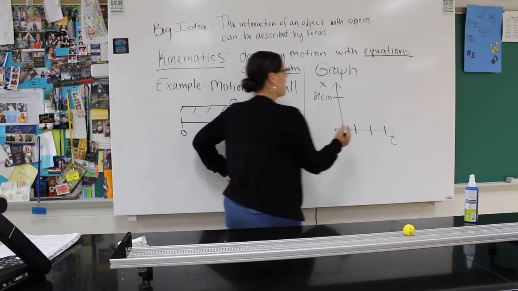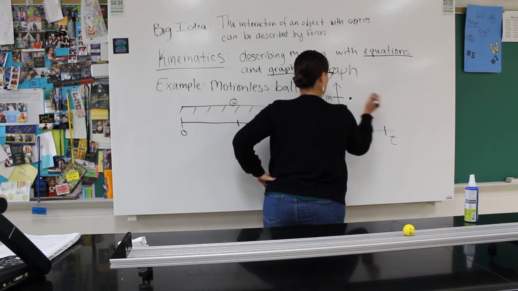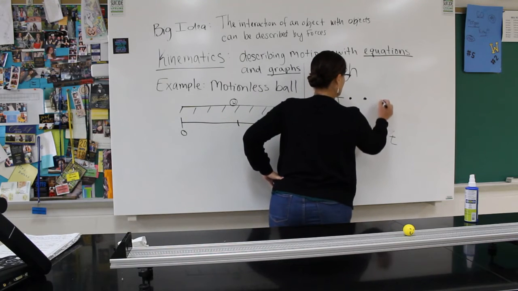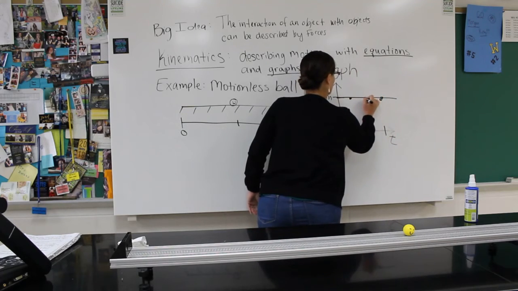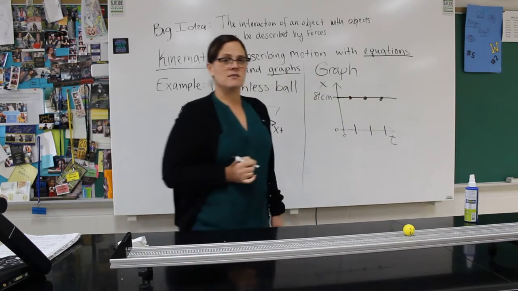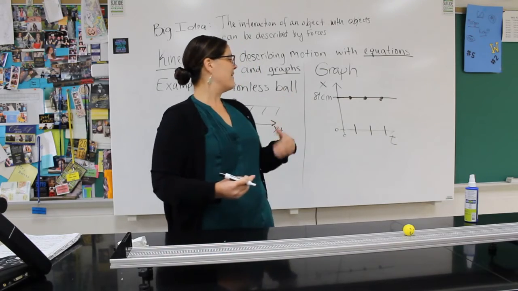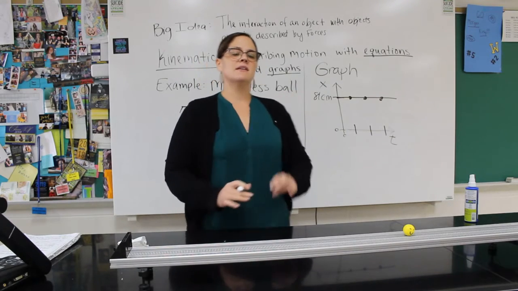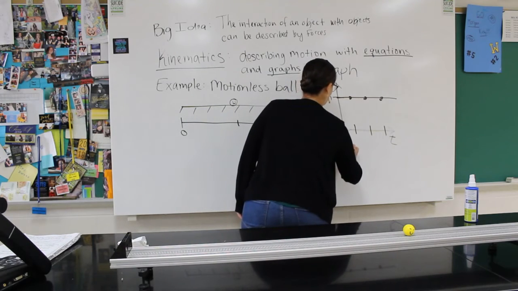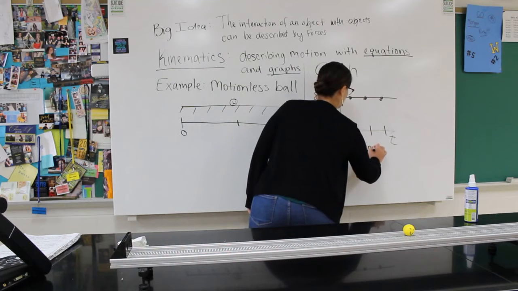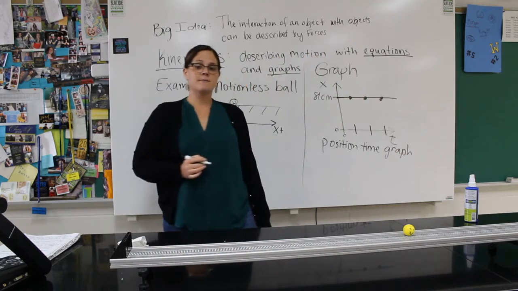So if I were to plot that, she's just staying at 81 centimeters. She's a motionless ball, and any motionless object is going to have a position time graph that looks like this. So make sure you write that down. It's a position time graph for a motionless object.